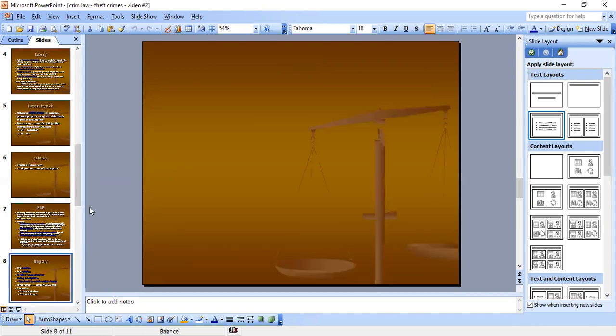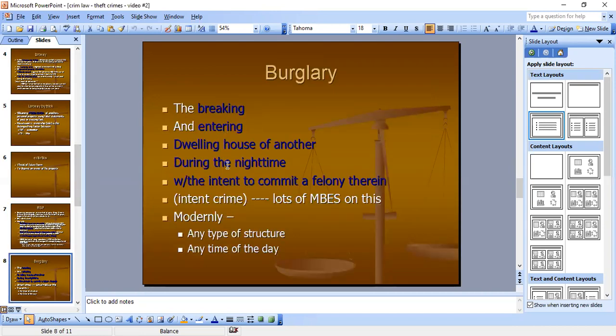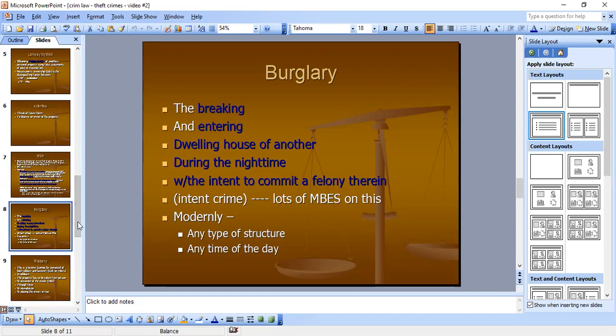Burglary. In blue are my elements: breaking, entering, dwelling house of another during the nighttime with the intent to commit a felony therein, specific intent crime. Lots of MBEs on this. Modernly, there's any type of structure, any time of the day. So you need to know the difference between common law burglary and modern burglary, which is structures in any time of the day. Common law burglary is a house of another and during the nighttime. You can't break into your own house. It's the house of another. So very tricky. Just know your elements really well and have them memorized. Do lots of MBEs on those.